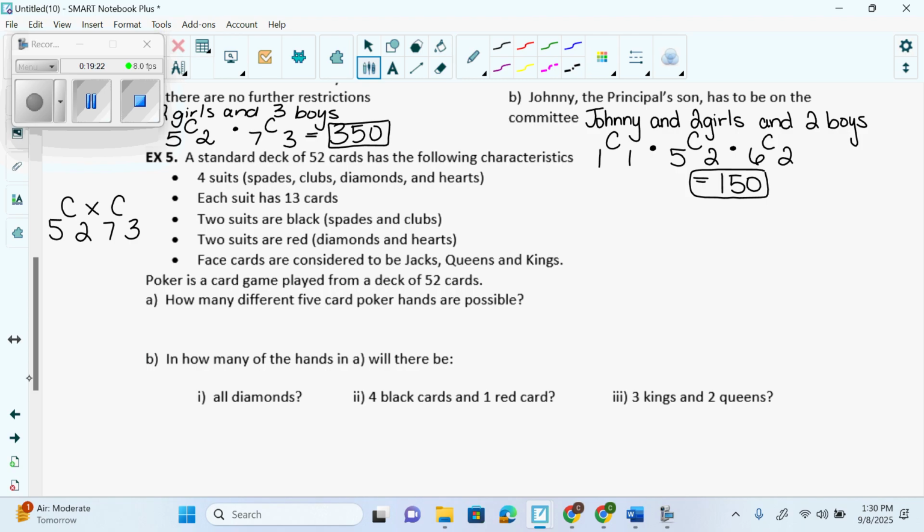So cards are combinations. Now on a test, if you called me over and said, Mrs. Lepp, where can I find the factorial button? I'm going to walk away. If you said, where can I find the combination button? I'm probably going to walk away. If you said, Mrs. Lepp, how many spades are in a deck? I'm going to tell you 13, because I can't have you get a question wrong just because you played cards less than someone else.